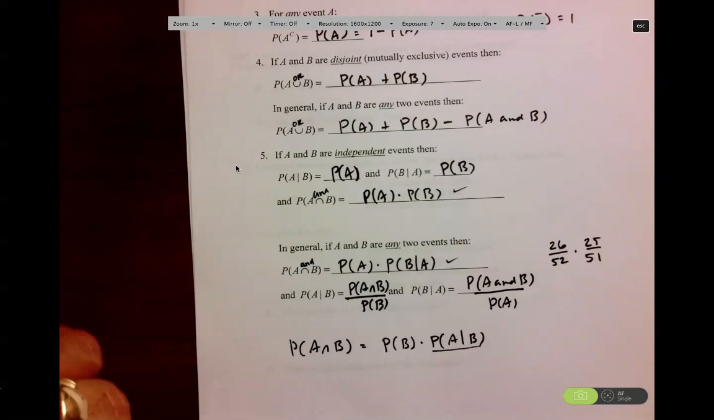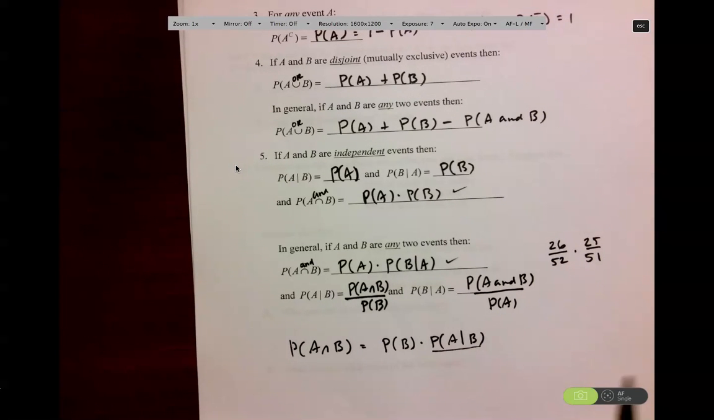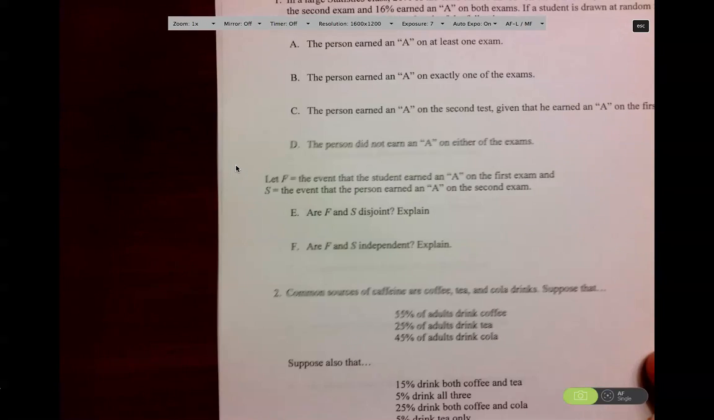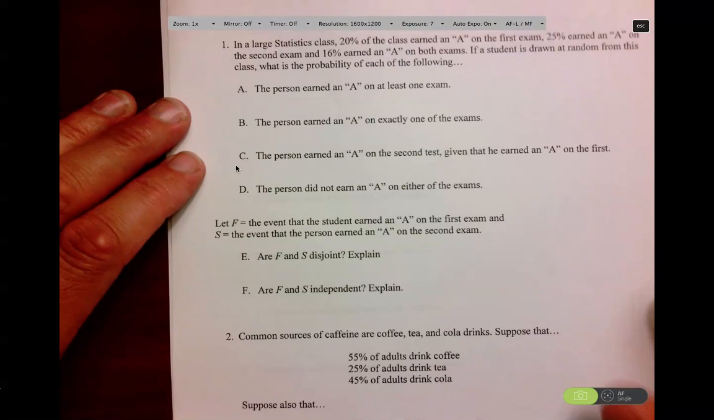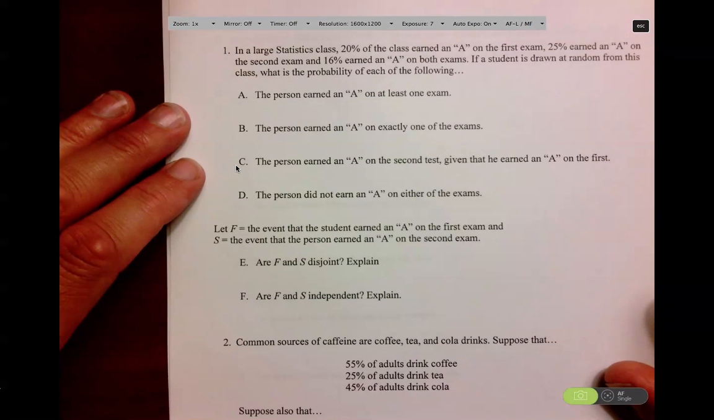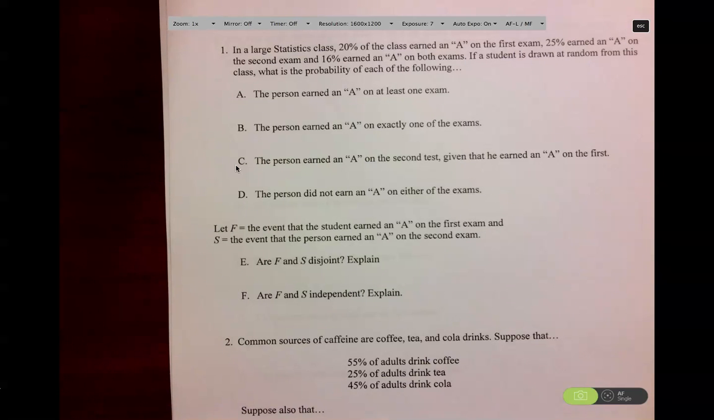All right, now we've got the conditional probabilities. I think we've got everything on that list that we need. So now I'd like to take a look at these problems. I'm going to tell you that these problems are not just trivial questions. So let's look at question number 1.